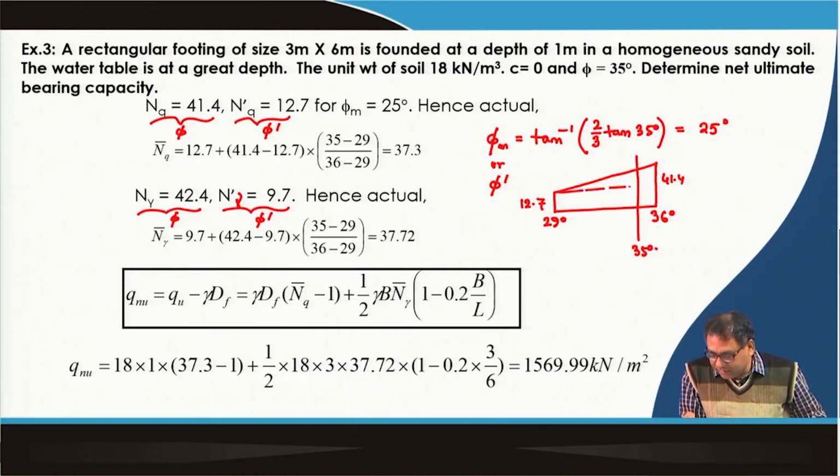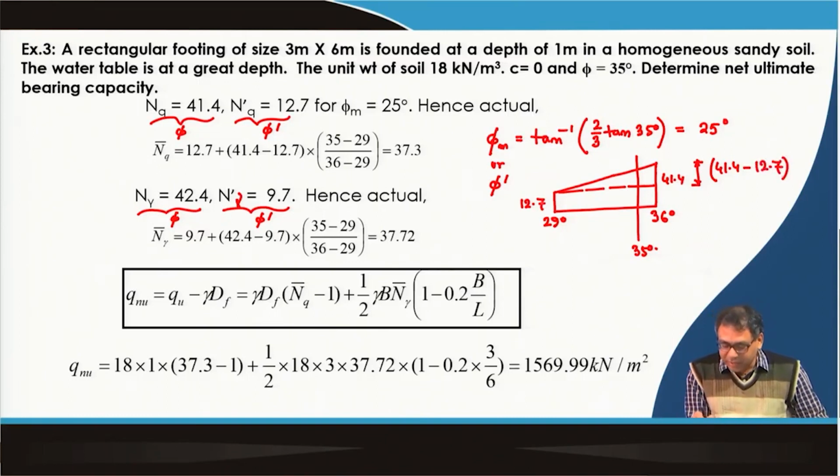Now, we have to linearly interpolate this value, and our case is here, which is 35 degree. So, this value is nothing but 12.7 plus (41.4 minus 12.7) into (35 minus 29) divided by (36 minus 29), the bigger side of the triangle. So, this way we can calculate the bearing capacity factor. So, this is for Nq bar, that means we have linearly interpolated the value, and in a similar way we can calculate the N gamma bar. And then finally, we will use these bearing capacity factors in the equation, and I will get these values.